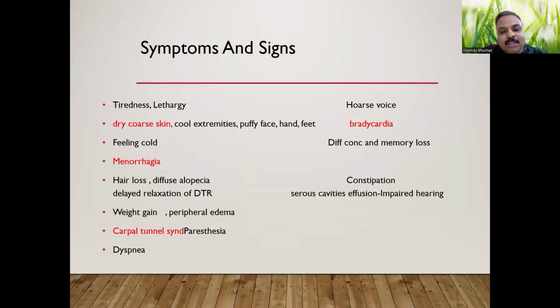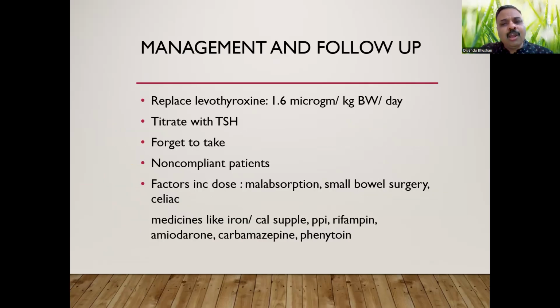Carpal tunnel syndrome, paresthesias and dyspnea. Coarse voice, bradycardia, decrease in concentration and memory loss. And constipation, increased serous cavity effusion, and hearing is impaired. How to treat? As the person is deficient in the thyroid hormone, we have to replace it with levothyroxine. The classical dose is 1.6 microgram per kg body weight per day. Titrate with the TSH only. If the person forgets to take it, the next day they have to take double the dose.